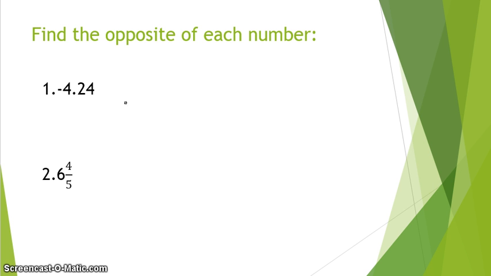So let's see if you got this right. So this is a negative 4.24. I want the opposite of this. So opposite of a negative number is a positive number. So the opposite of negative 4.24 is simply going to be positive 4.24. Then I want an opposite of 6 and 4/5. Well, this is a positive 6 and 4/5. So the opposite of a positive number is a negative number. So I'm going to write negative 6 and 4/5.